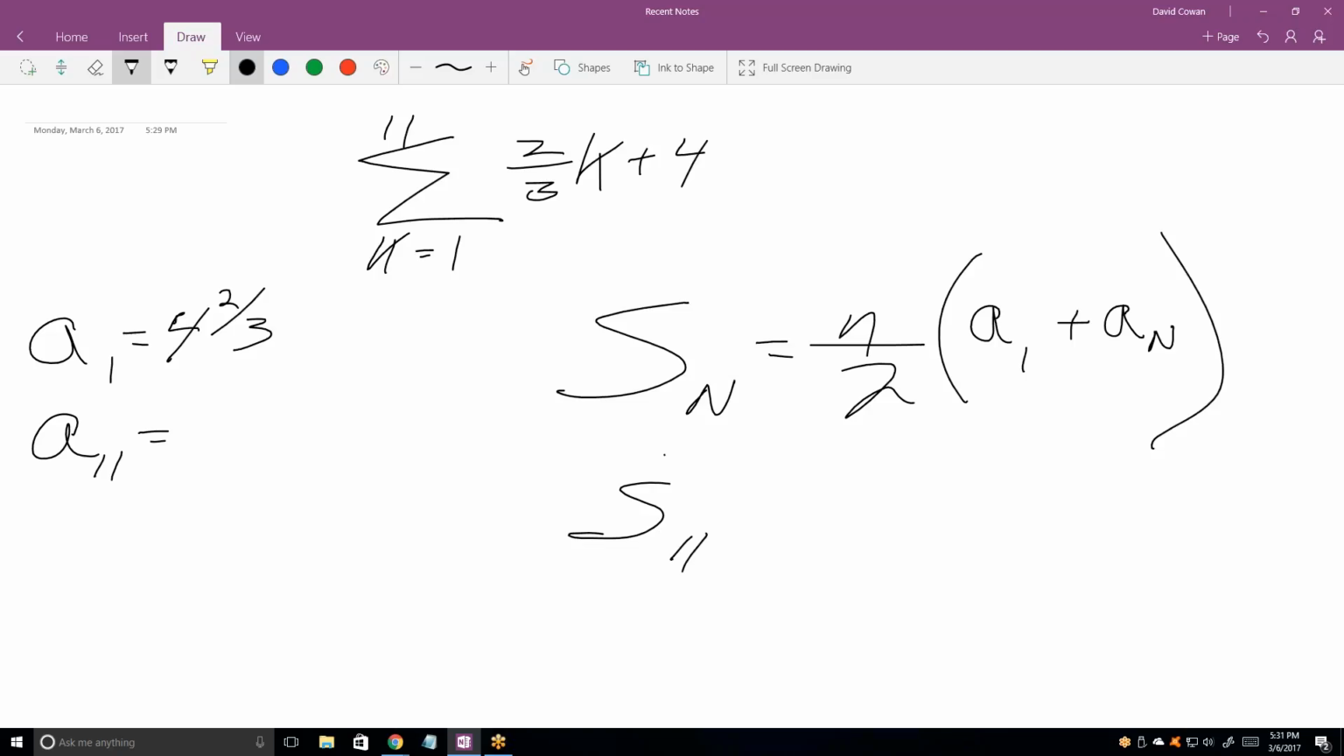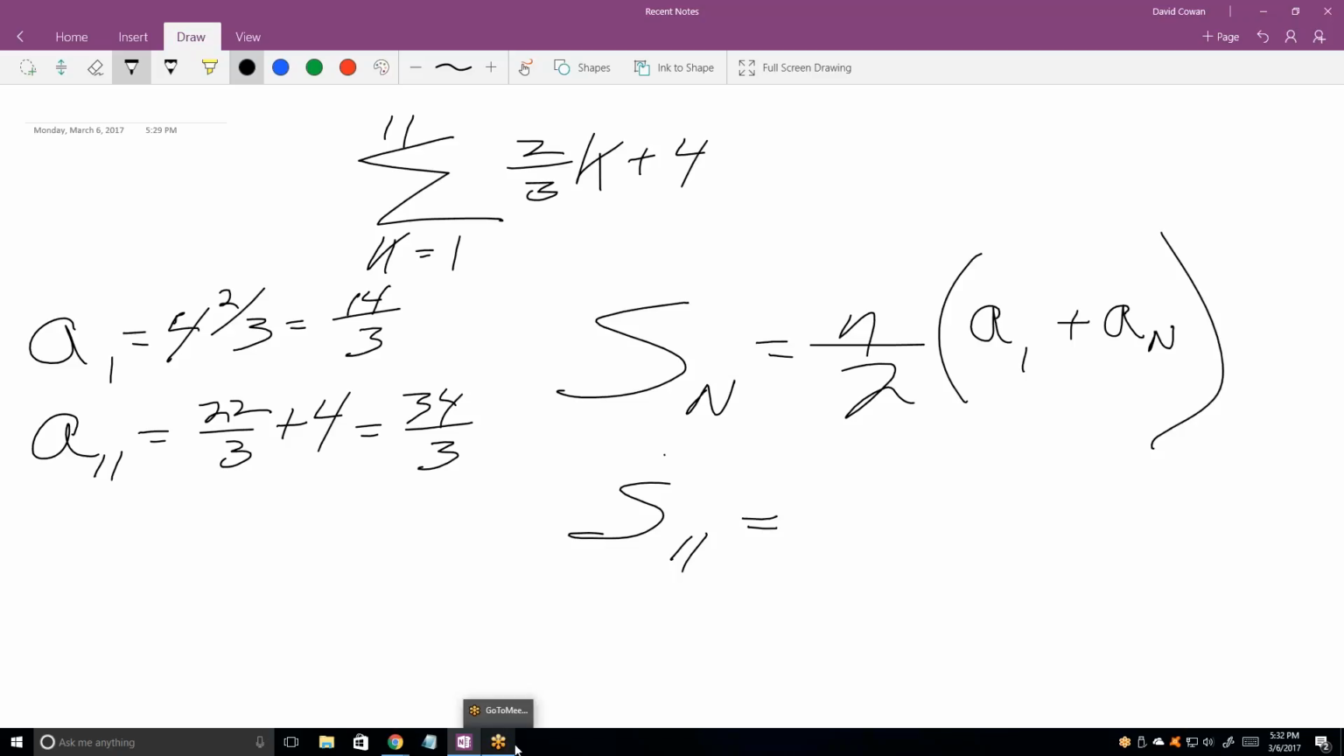Well, plug in 11 for k. And then you get 2/3 of 11, so that's 22/3 plus 4. Which is what? Let's put everything in thirds. So this is 22/3, and 4 is 12/3, so that's 34/3. And a sub 1 is 4 and 2/3, which is 14/3. Okay, so now plug in everything.